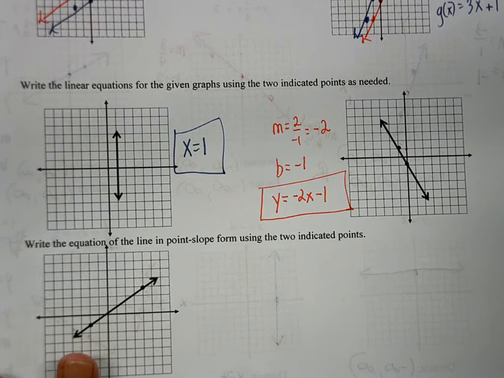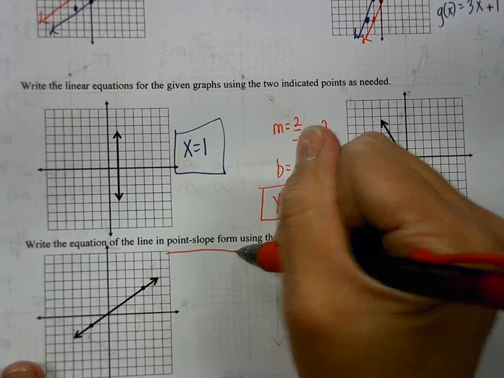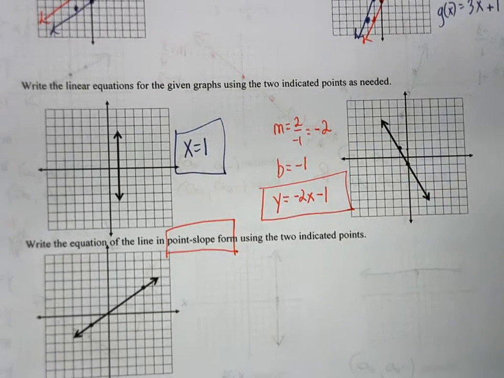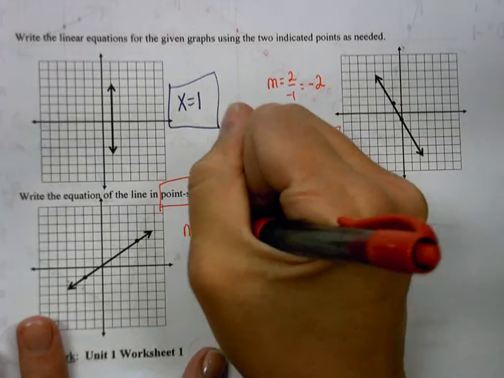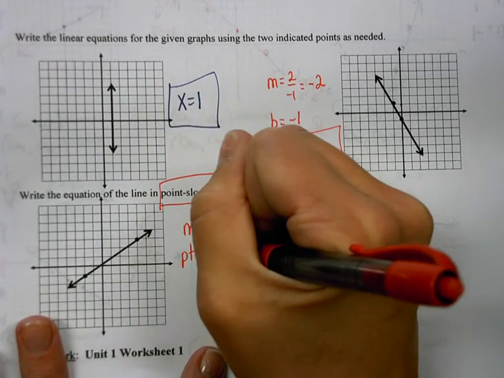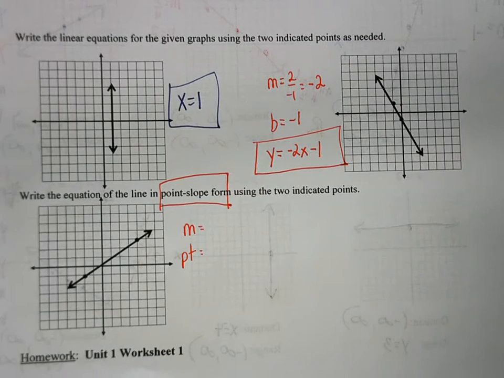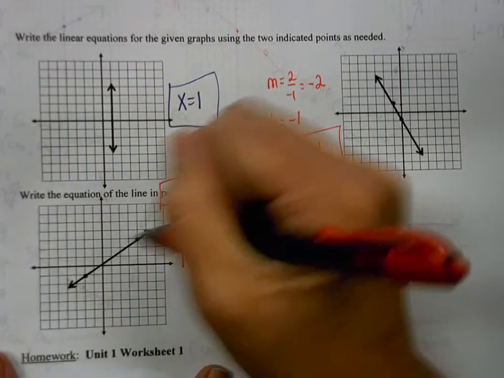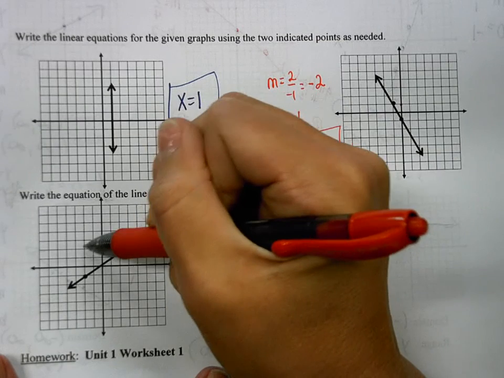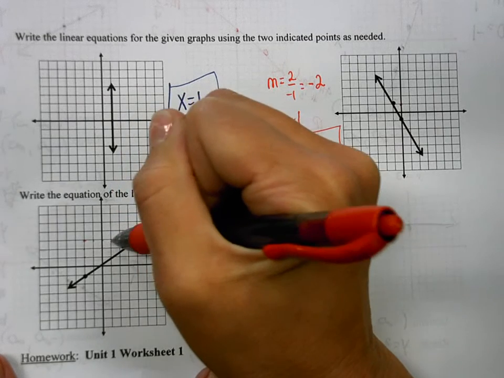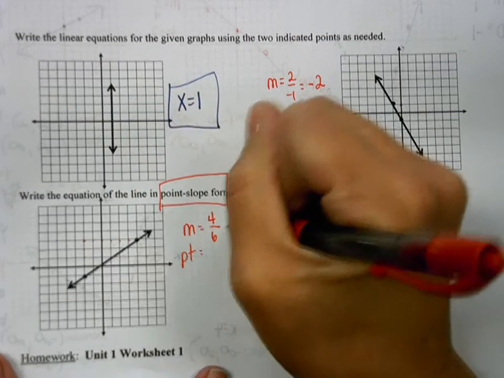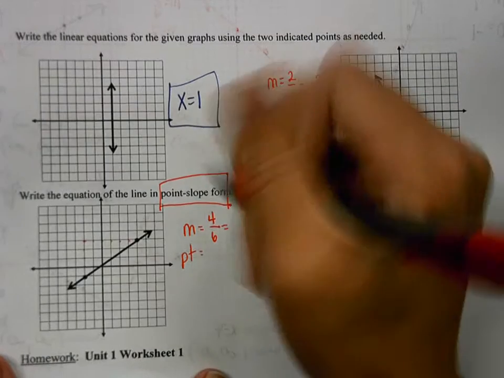Are we okay? All right, this last one, they told us specifically to write it in point slope form. So you need to pay attention to that. Point slope form, you need to know your m value, and you also need to know a point. Okay, so finding our slope, we have these 2 points and we can find our slope, and it looks like it's 1, 2, 3, 4 for the rise. 1, 2, 3, 4, 5, 6 for a run. And what does that reduce to? 2/3. Very good, 2/3. So we know our slope.